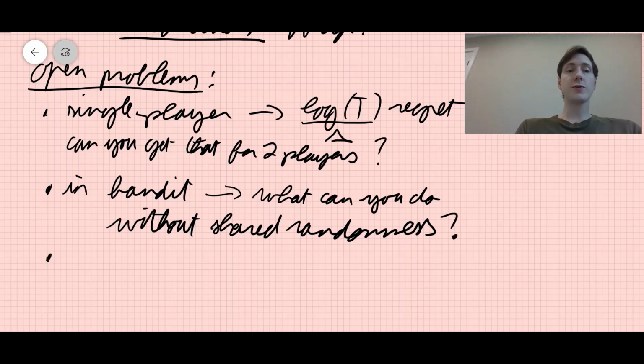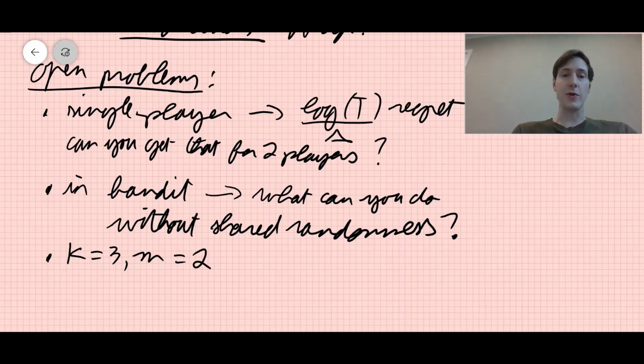And then, of course, here you saw that I did only the case of k equals 3, m equals 2. The generalization to higher k and larger m is highly non-trivial, but we have something already that we're going to write up at some point, but it's much harder.